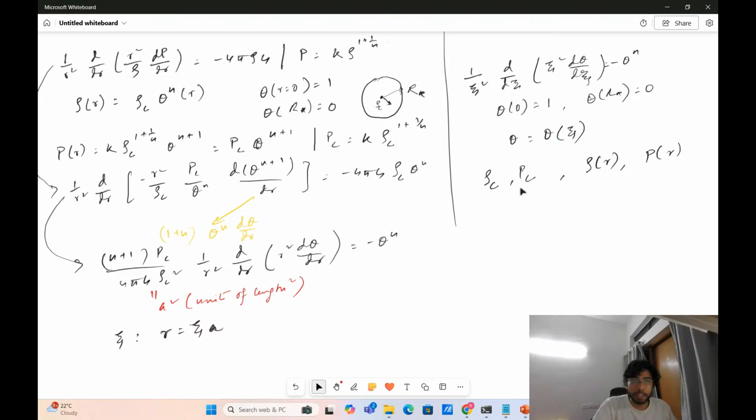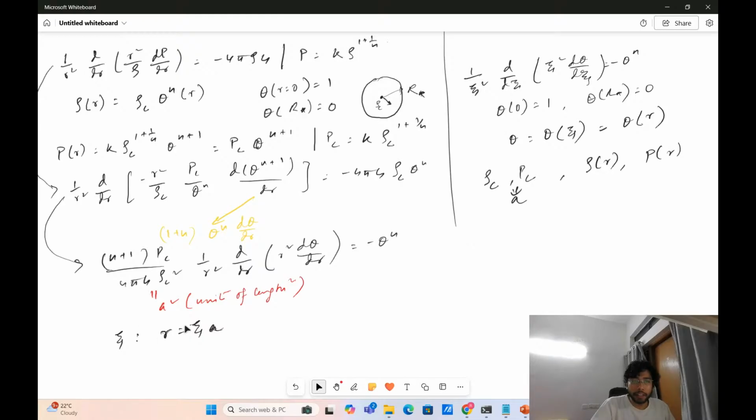Once you choose rho c and pc, so you can see from this equation, once you choose rho c and pc, you will get a fixed value of a also. So rho c and pc will give you a value of a, and using that value of a, you can safely go from psi to r. So using that value of a, you can get theta as a function of r, and once you get theta as a function of r, you will get rho as a function of r, p as a function of r, and so on.